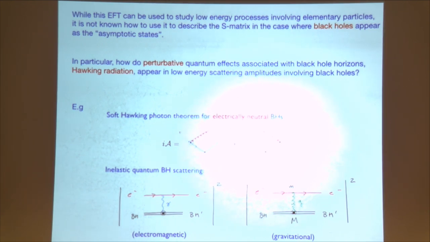While I think that things are well understood at the level of scattering amplitudes involving elementary particles, maybe it's fair to say that when the so-called asymptotic states are black holes, this theory is not yet complete.